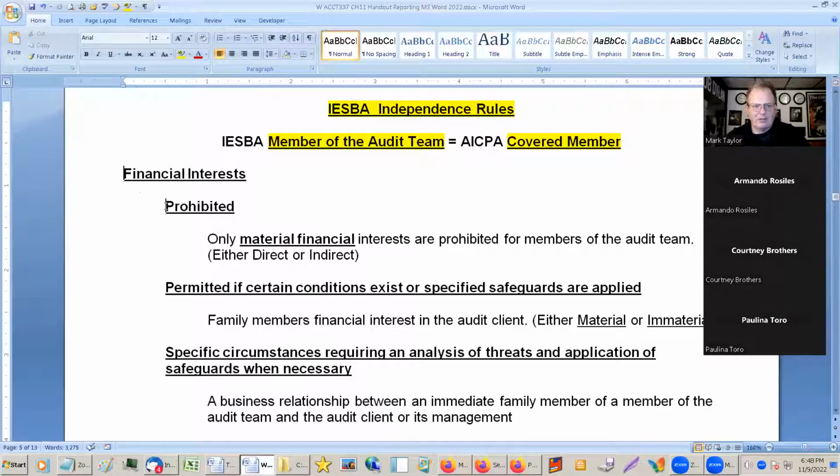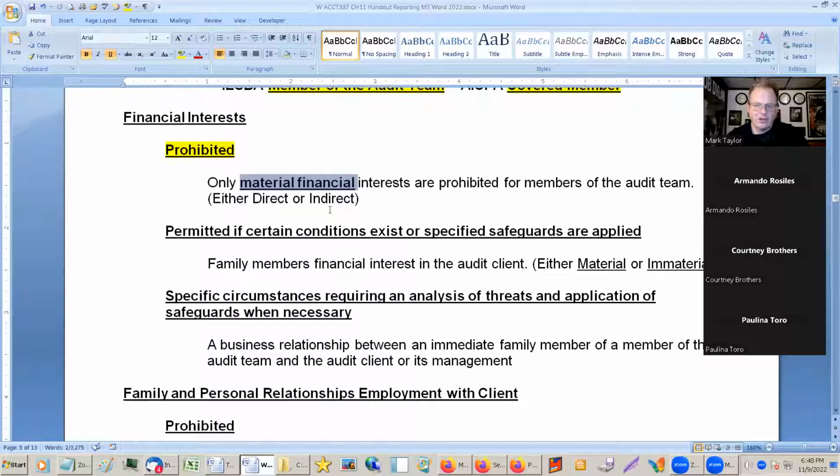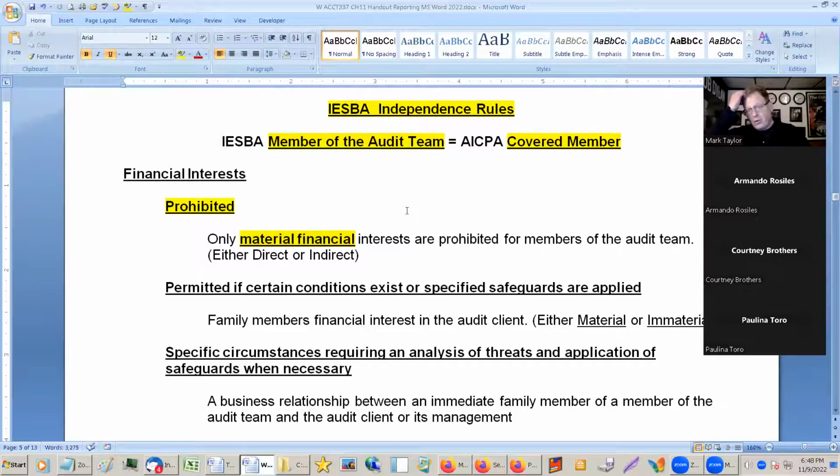Coming down here, financial interest, prohibited. Only material financial interests are prohibited for the members of the team, whether they are direct or indirect, doesn't matter. So you can have a direct interest. If you're auditing IBM, you can have IBM stock as long as the holding is not material to you.